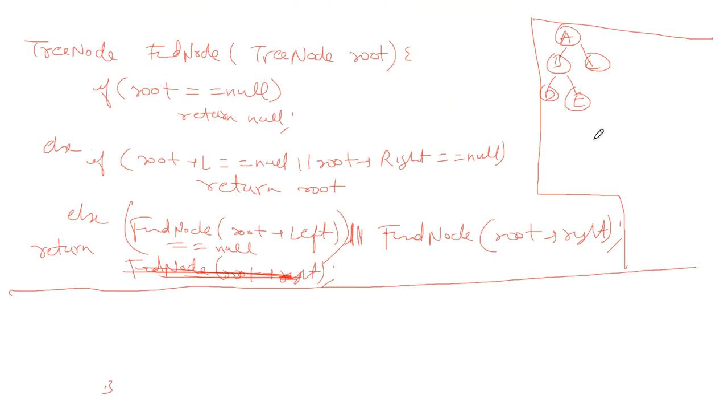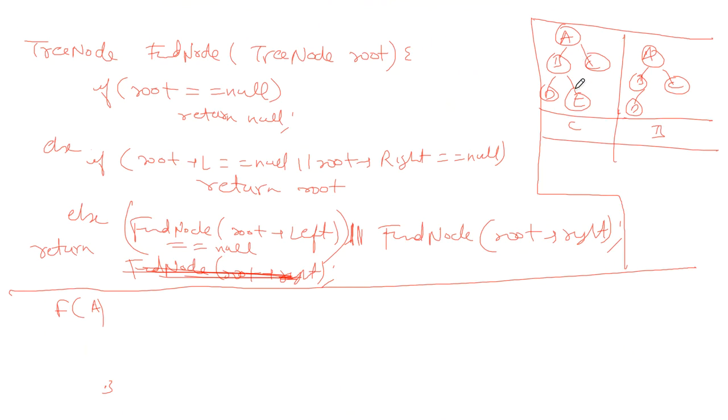Okay, A, B, C, D, E. Now, what are the other use cases I can take? A, B, C, D. Here I should return B. Here in this case the answer should be C. Here in this case the answer should be B. Cool. So initially we called find node of A.